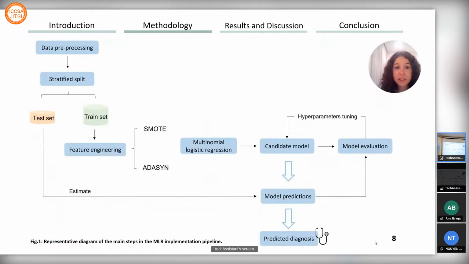The pipeline is outlined with the main steps and the respective results for implementing the classifier. Initially, we have pre-processing. The next phase is the division into the test and training set, followed by balancing the training data, implementing the model, and adjusting the hyperparameters to obtain the model with the best predicted performance for diagnosing delirium.